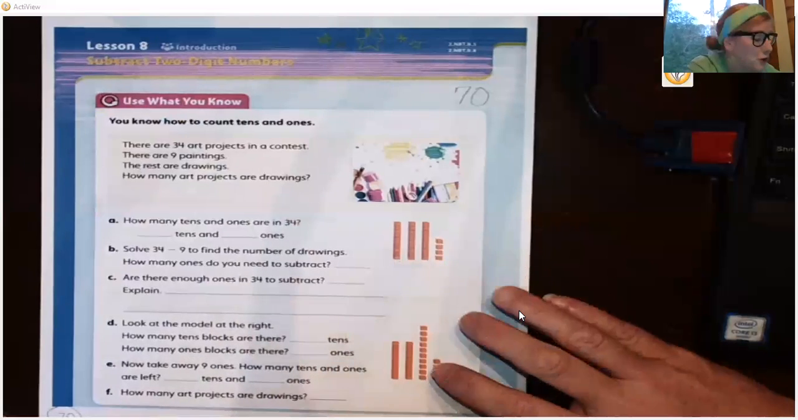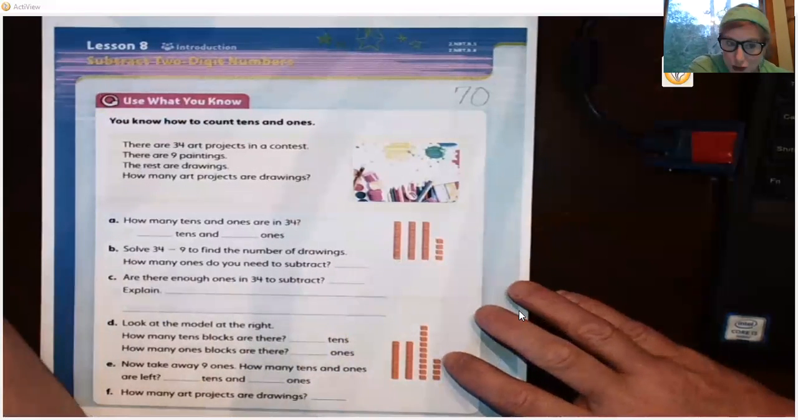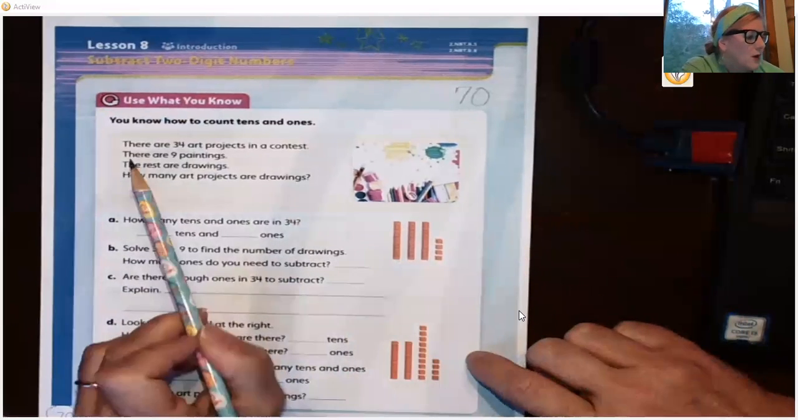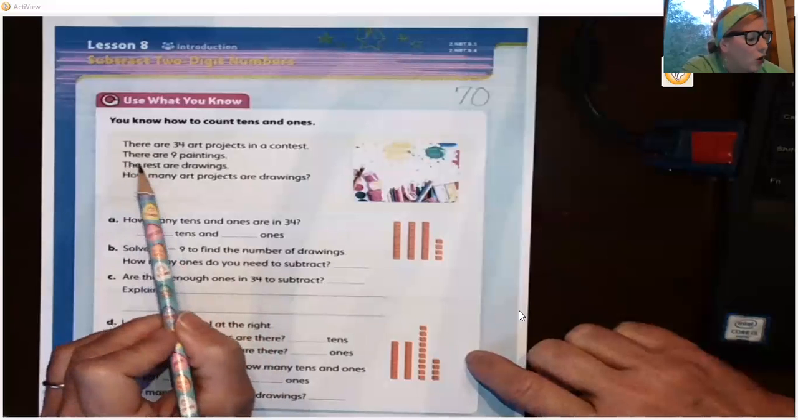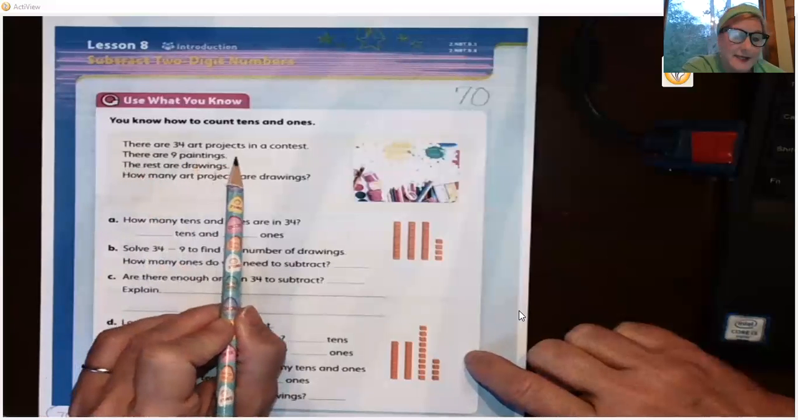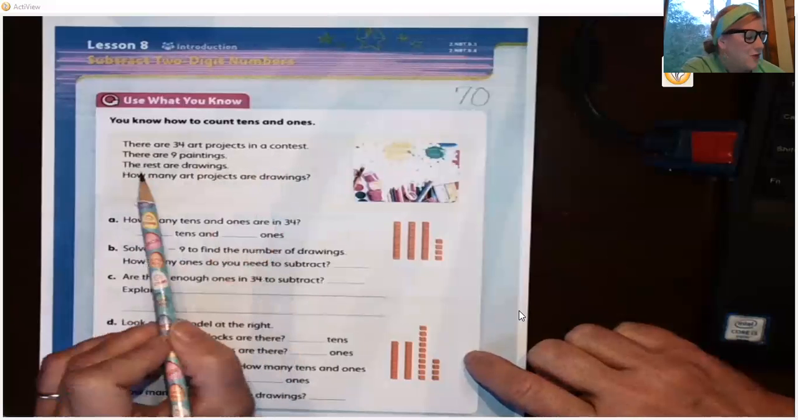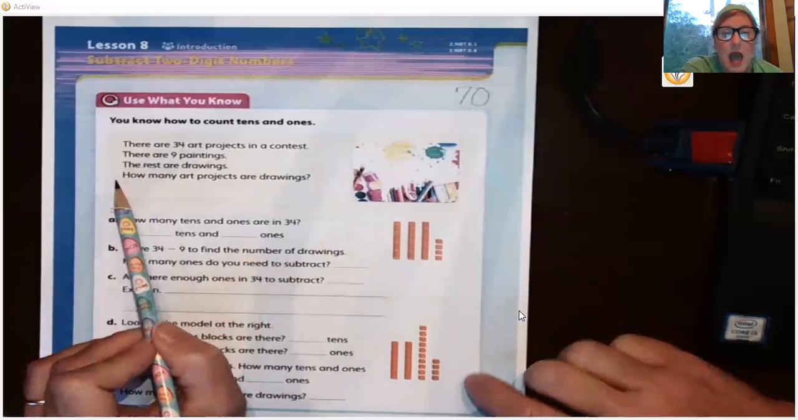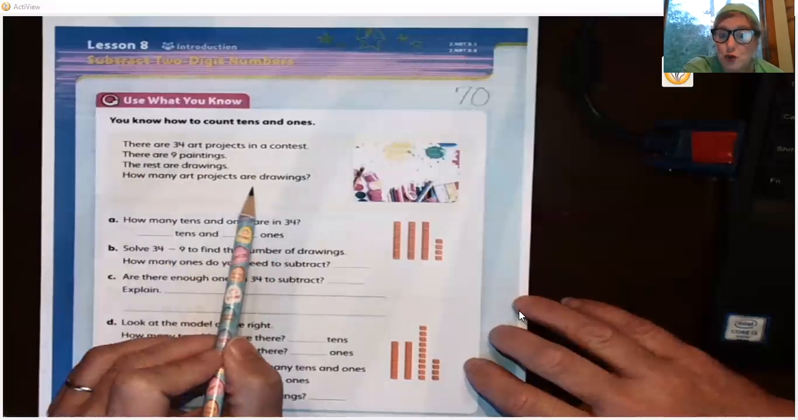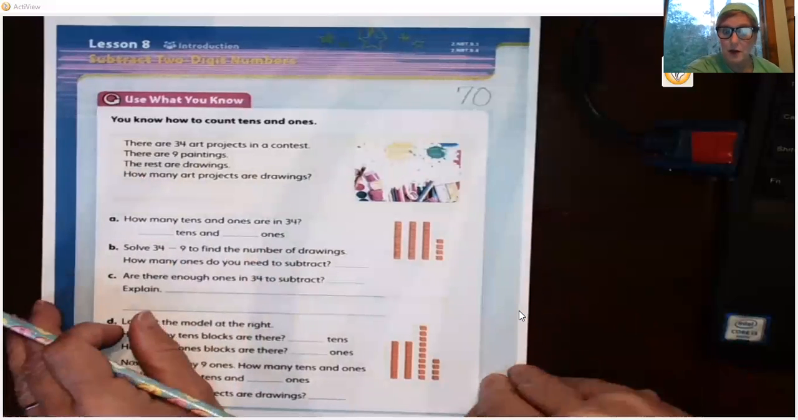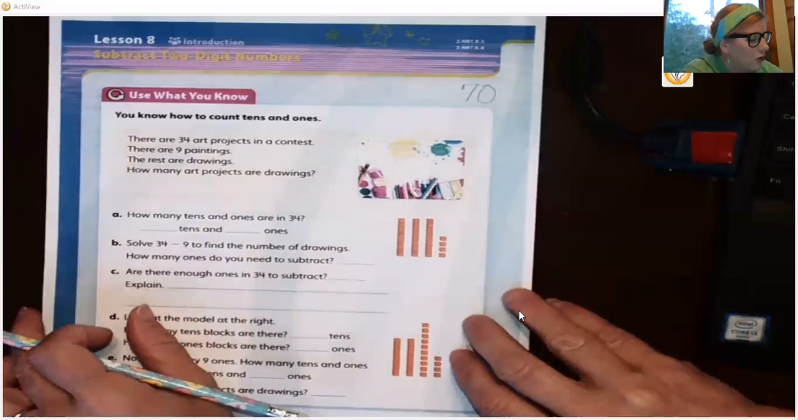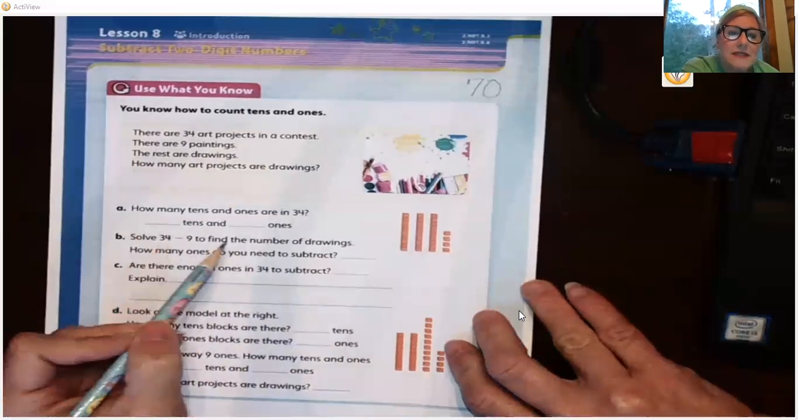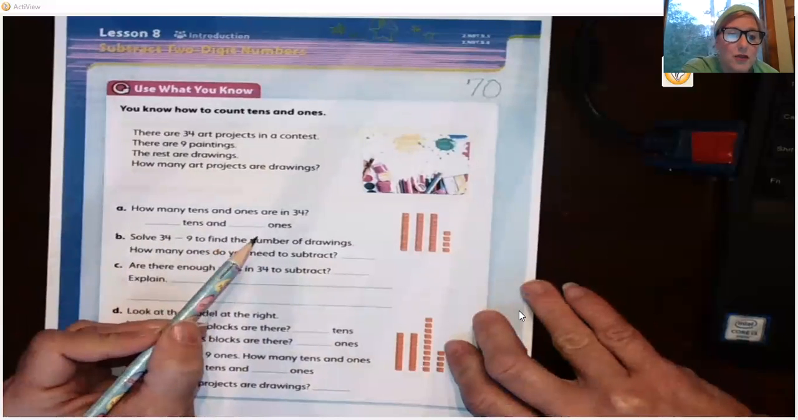All right, so we are going to use what we know because you've been doing such a great job for the last 2 days. So here's a word problem. Let's read it together. There are 34 art projects in a contest. There are 9 paintings. The rest are drawings. How many art projects are drawings? Maybe they're in the reflections PTA art contest. So they're going to break it down here. How many 10s and 1s are in 34?